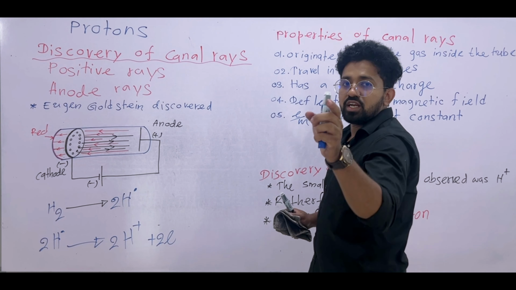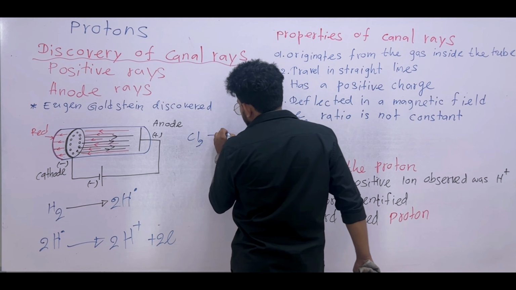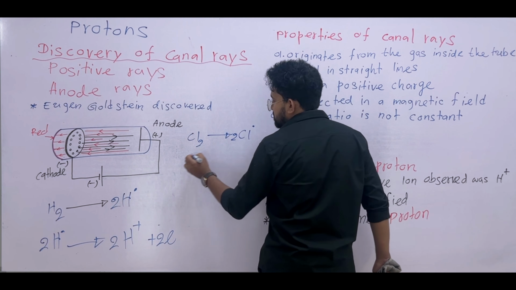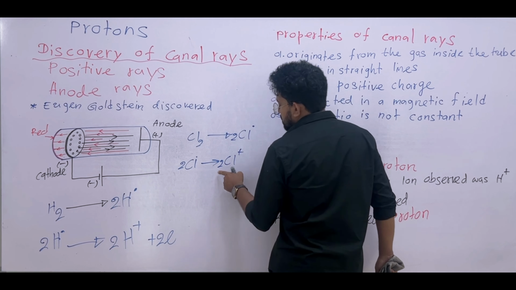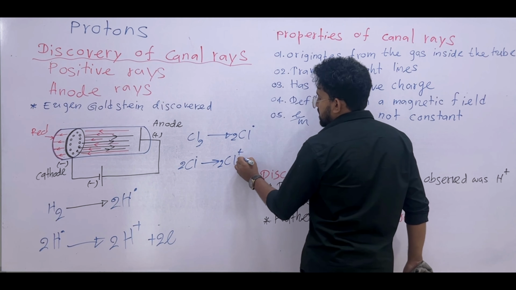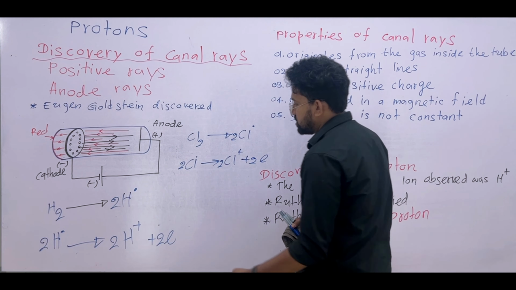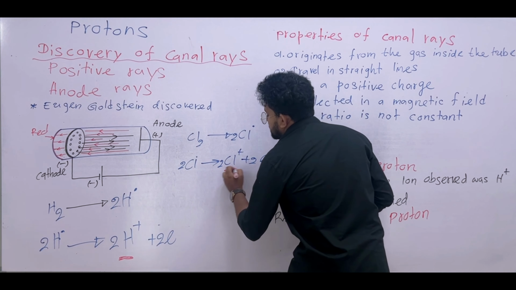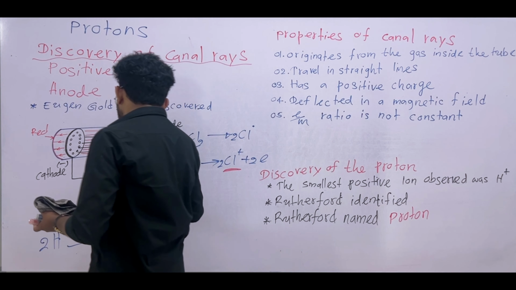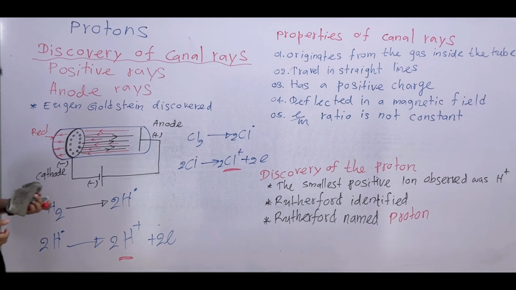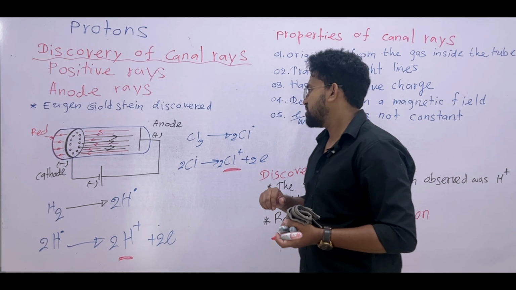If we take another example, Cl2, it will form Cl atoms, and with further collision, it will form Cl+ ions plus 2 electrons. Now these positive charges, hydrogen ions and Cl+, since they are positive charges, will be attracted towards the cathode, and the direction will be opposite to the direction of the cathode rays.